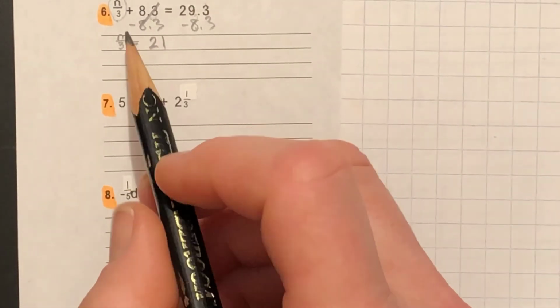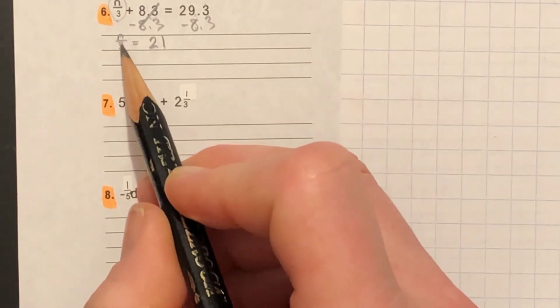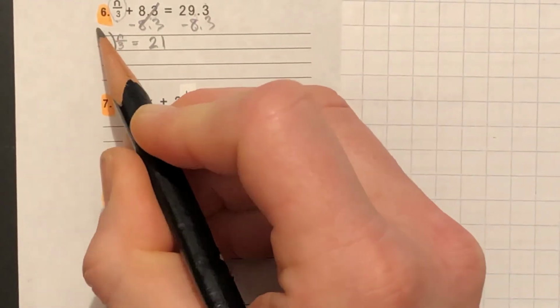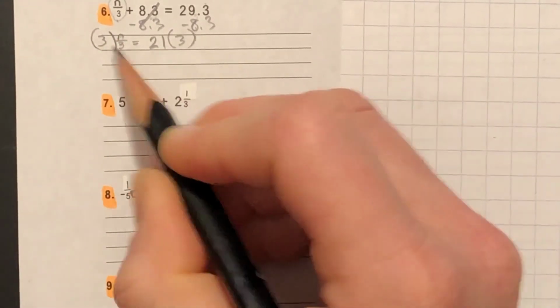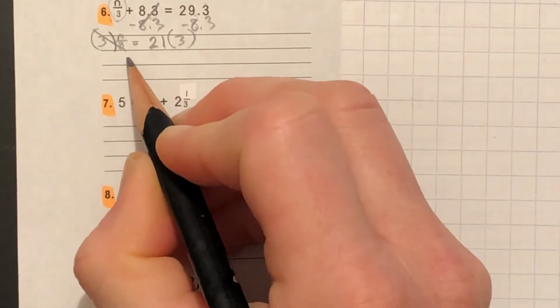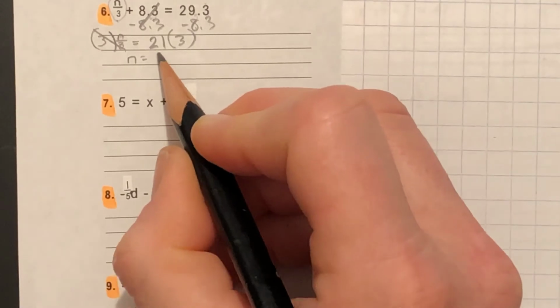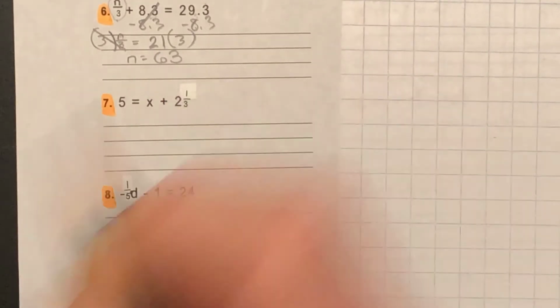I need to get the variable just by itself, and right now I'm dividing by 3. So I'll do the opposite of dividing by 3, and I will multiply by 3. That leaves me with n on this side. 21 times 3 is 63.